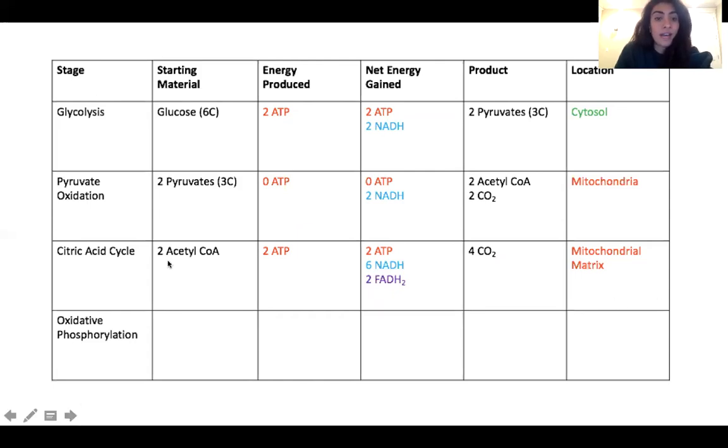And last step. So you guys can see I wrote the NADH and FADH in different colors. So what's going to happen to this blue and purple, right? We're going to take these electron carriers, which we made in glycolysis, pyruvate oxidation, and citric acid cycle, and we're going to finally use them in oxidative phosphorylation to make energy.